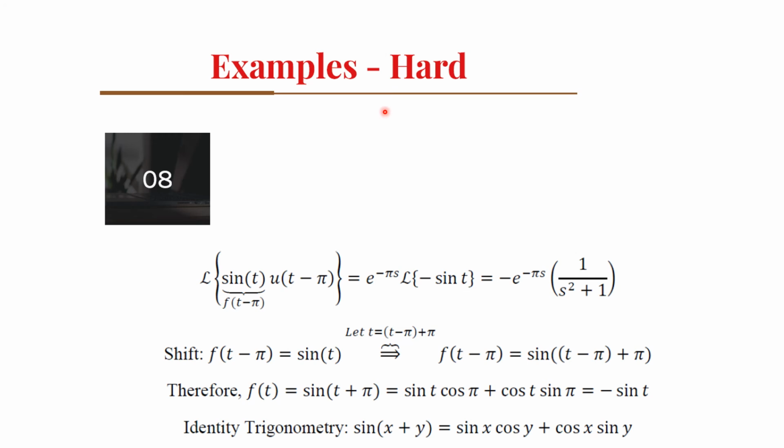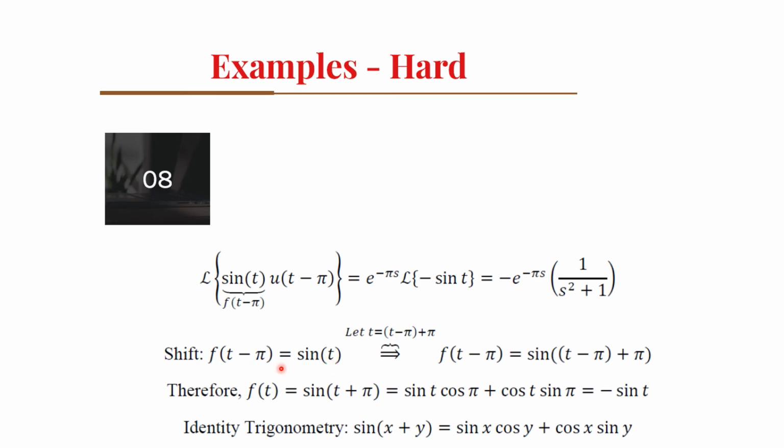Now here is an example of, I would say, a hard question. Laplace of sin t u(t minus pi), because it involves trigonometric functions. You don't see that the function is written in the form of t minus a. Here a is pi, so Laplace of sin t u(t minus pi) is equal to exponent to the power of minus pi s Laplace of f(t). So we have to find the function f(t). Whatever is in front of the u(t minus pi) is f(t minus pi). So we have f(t minus pi) equals sin t.